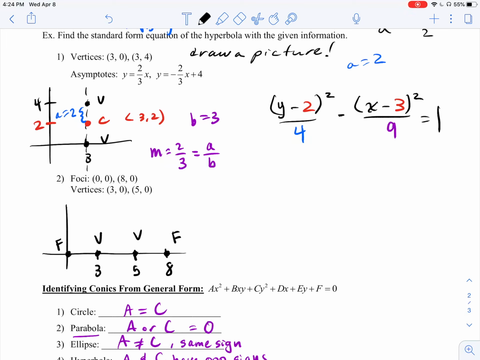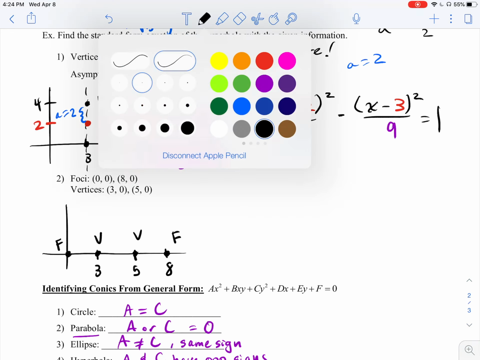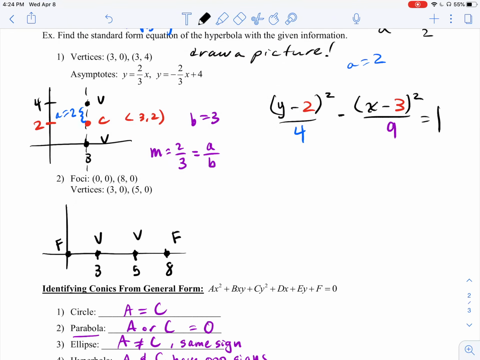So hopefully you've had an opportunity to think about what this means. If I've got two vertices there, first off, I know that my axis is going to be horizontal. So in this case, my x term is positive. I just know my x term is positive, which means my y term is going to be negative. The next thing I know is where my center is. I know that my center is exactly halfway in between the two vertices or halfway between the two foci. So that's where that is.